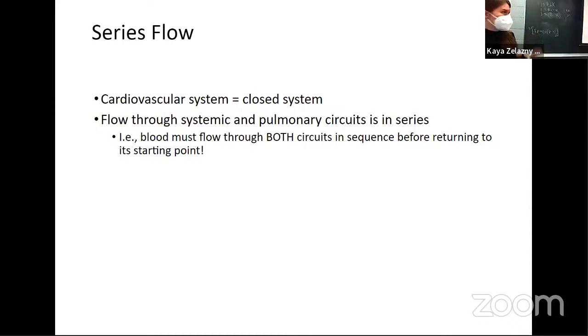So series flow has to happen from the pulmonary circuit and then through the systemic circuit because the cardiovascular system is a closed system. So it has to go through these things in an order. Otherwise, it wouldn't get back to its starting point. We'd have it pooling somewhere, or we wouldn't end up with it getting oxygenated before it goes through the systemic circuit. So series means we do 1, then 2. We have to do pulmonary, then systemic.